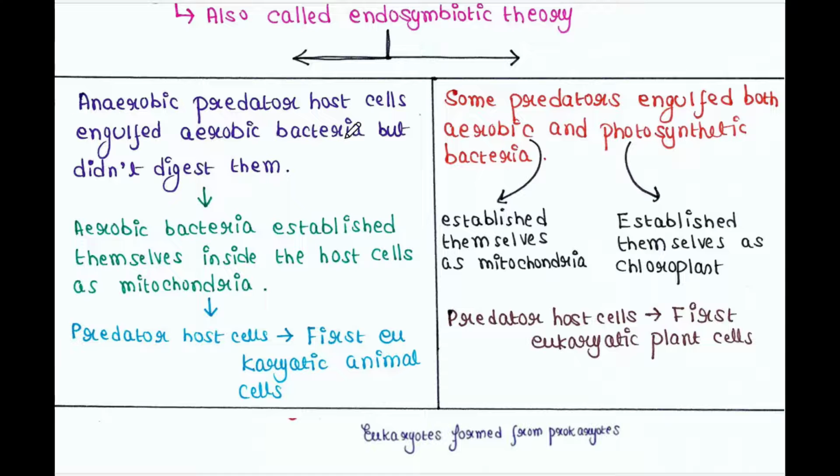So, anaerobic predator host cells engulfed aerobic bacteria but didn't digest them. Aerobic bacteria established themselves inside the host cell as mitochondria, and predator host cells became the first eukaryotic animal cells.